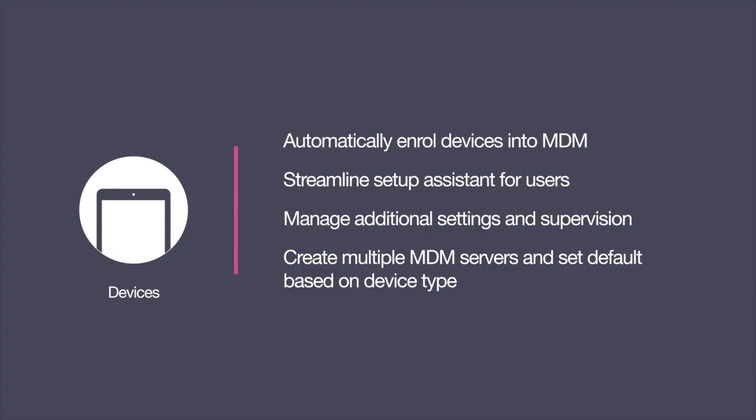You can suppress certain dialogues, certain information at the setup process, thus speeding it up. You can manage additional settings also if a device has come through Apple Business Manager, such as supervision. And this is critical when you're dealing with your enterprise deployment. You can create multiple MDM servers in your console, and you can assign devices based on type to different MDMs. You may prefer Intune for your iOS devices, and you may prefer Jamf for your core macOS devices. This can be fully automated behind the scenes.